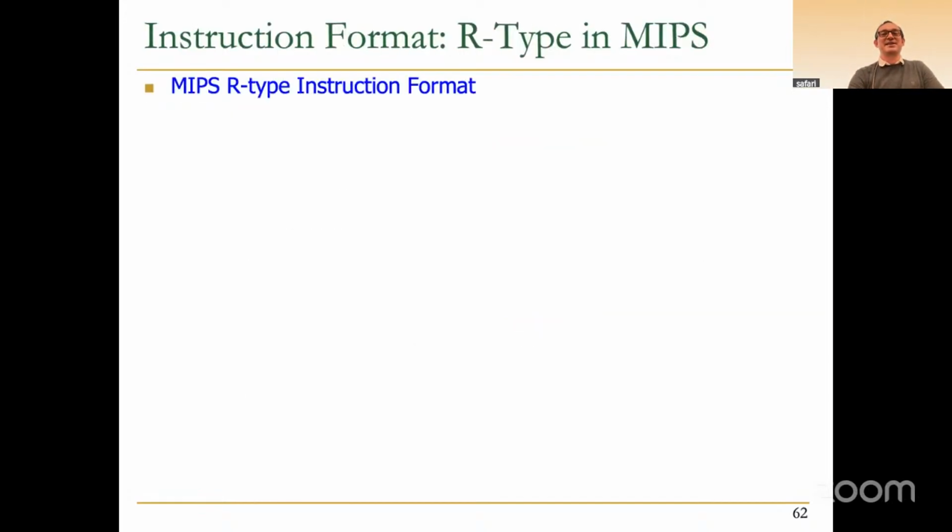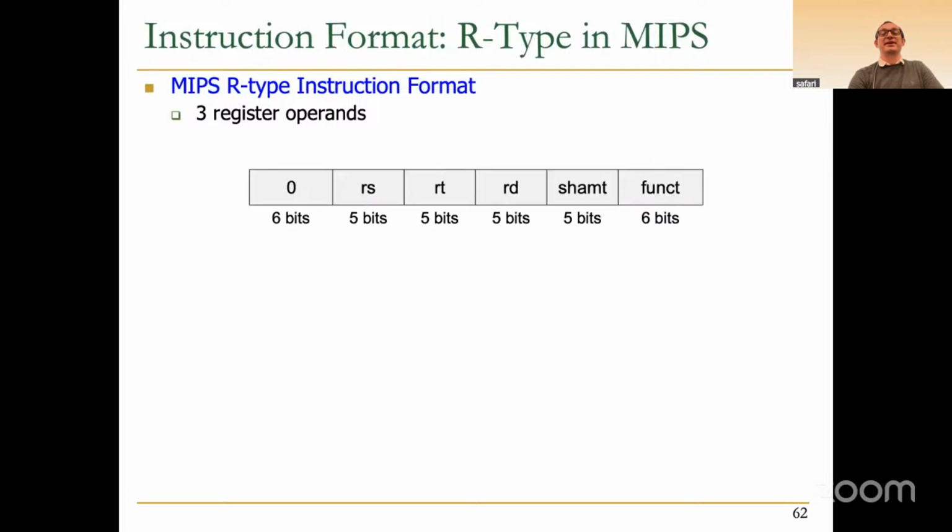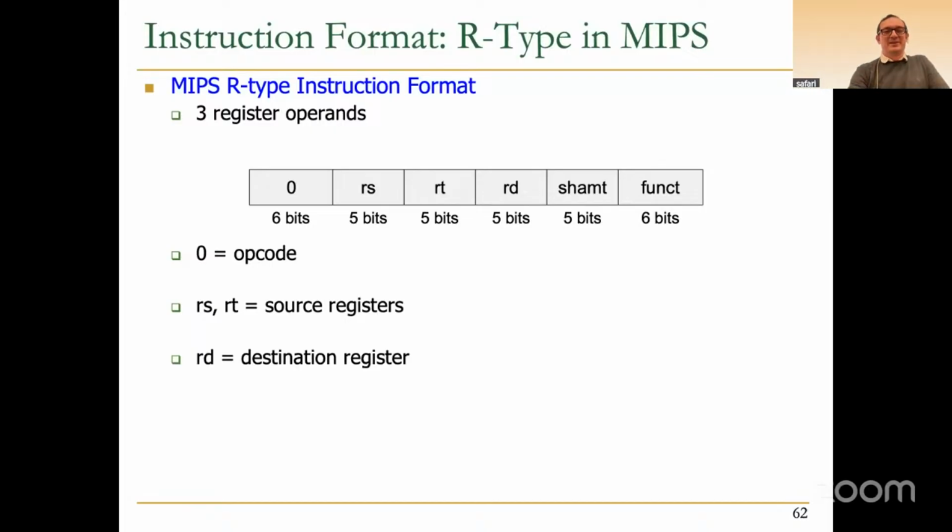Okay, and this is the R-type instruction format. So you have 3 register operands. 0 is the opcode. RS and RT are the source registers. That's where they're placed in the encoding because somebody decided that it should be so. RD is the destination register. Shamt, you don't need to worry about that. It's a shift amount only for shift operations. You may see that later on.